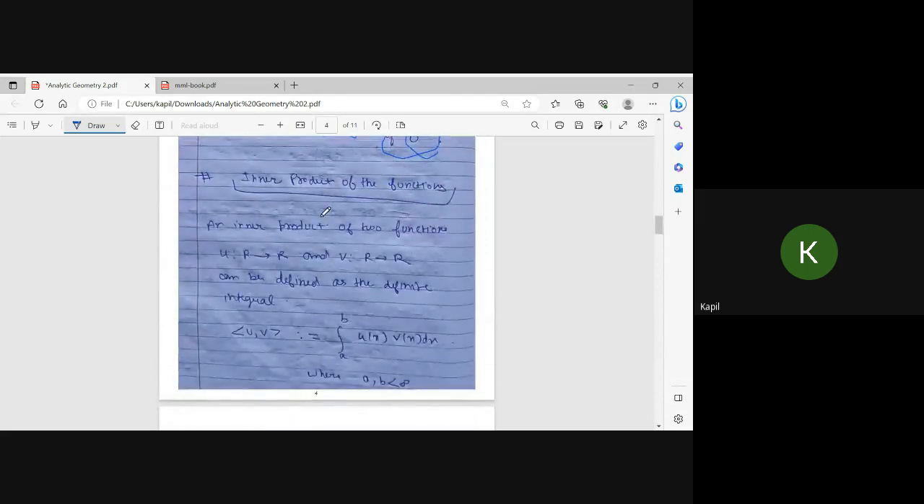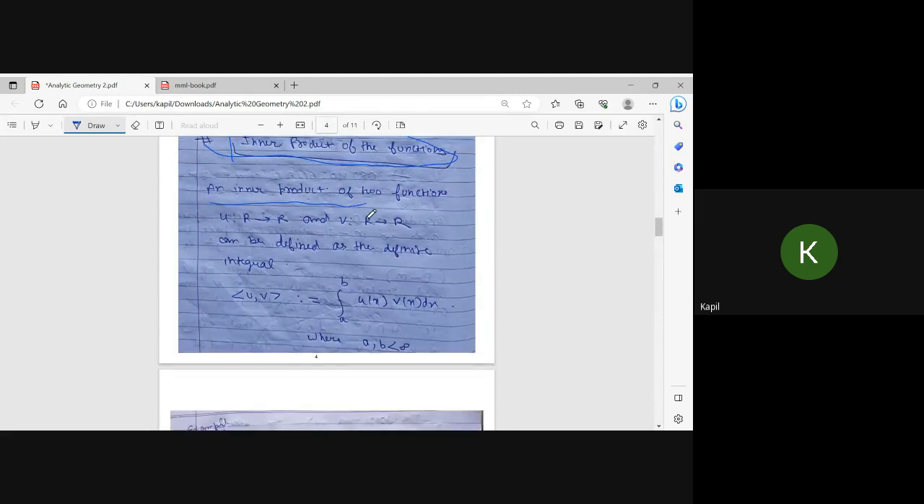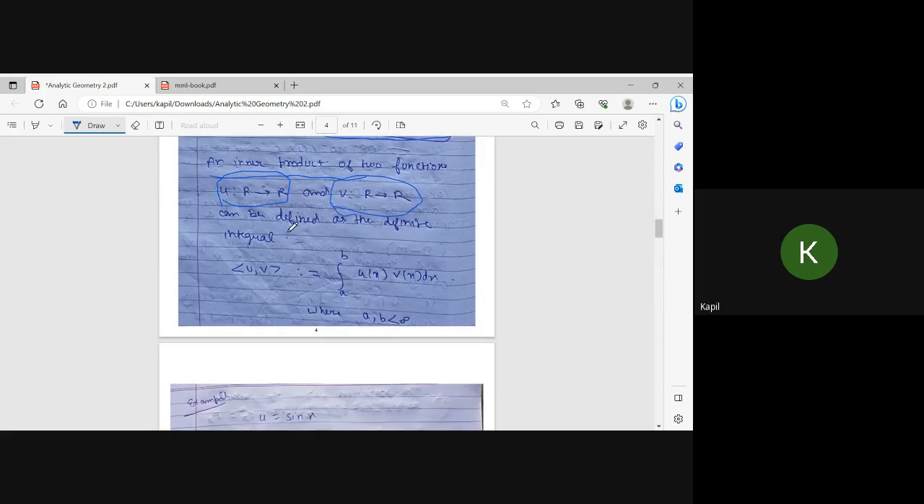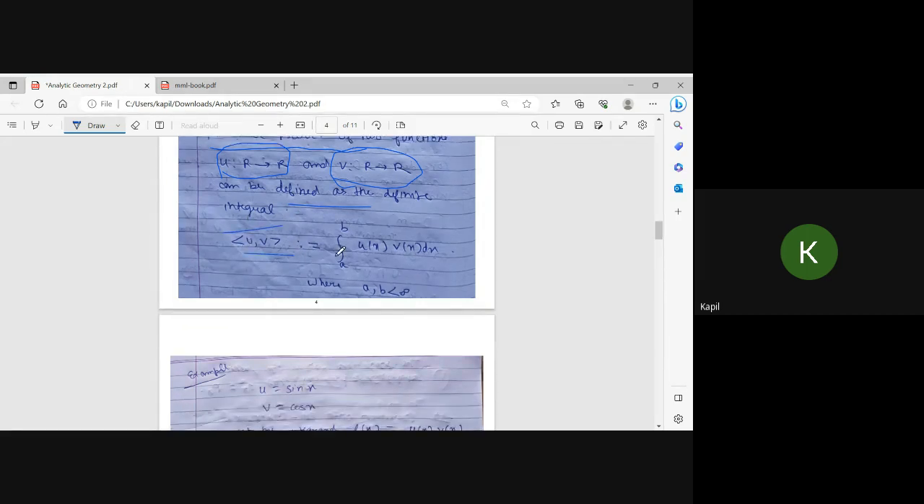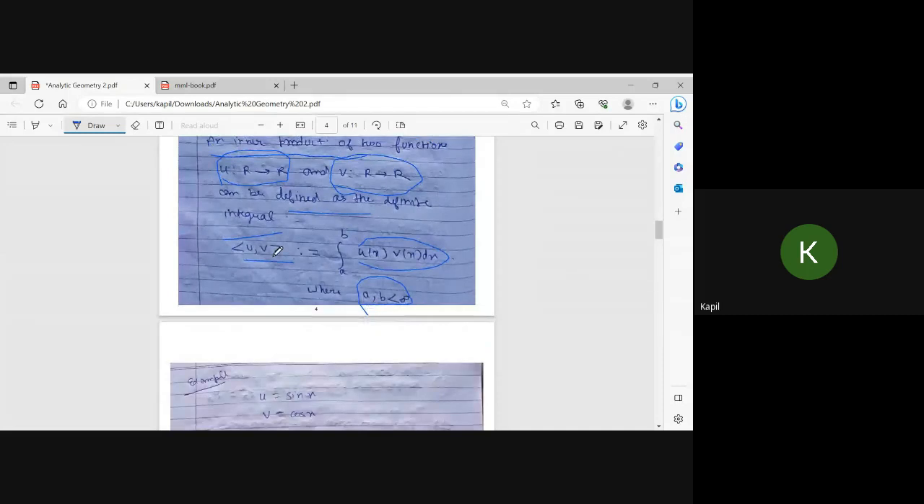Inner product of functions. Last time we saw the inner product of two vectors. Now we will see the inner product of two functions. So let us assume two functions. The first function is u, from real to real. The second function is v, also from real to real. Their inner product can be defined as the definite integral of u(x) v(x) dx with limits from a to b, where a and b are finite. So this is the inner product of two functions u and v.